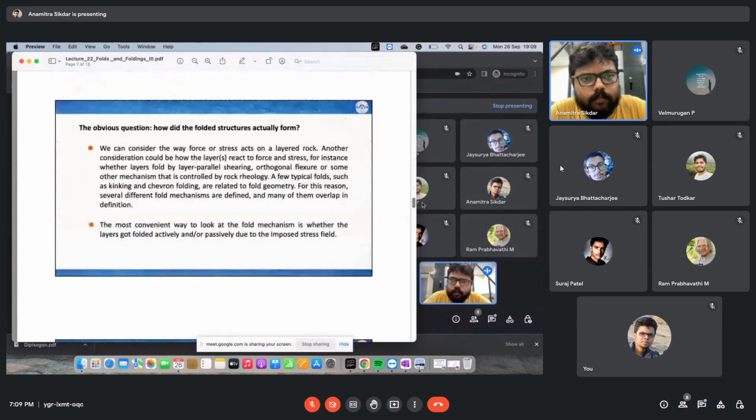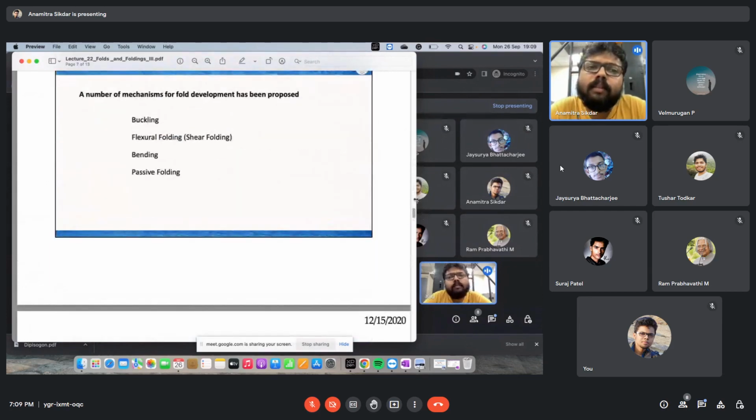Okay, so folds can happen by mostly three mechanisms. One is buckling, in which you compress and the material inside gets buckled. Another is flexural folding, in which the layers slide one past another. Suppose you have a deck of cards, mark one part of the cards, and push in the middle; you will produce some kind of fold, right? That is called flexural folding.